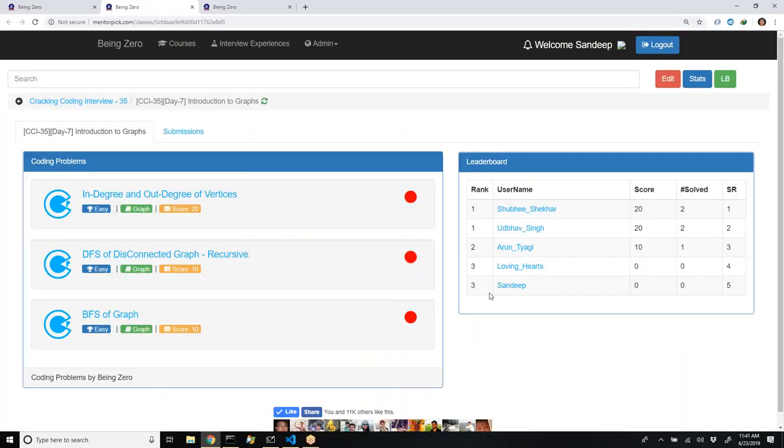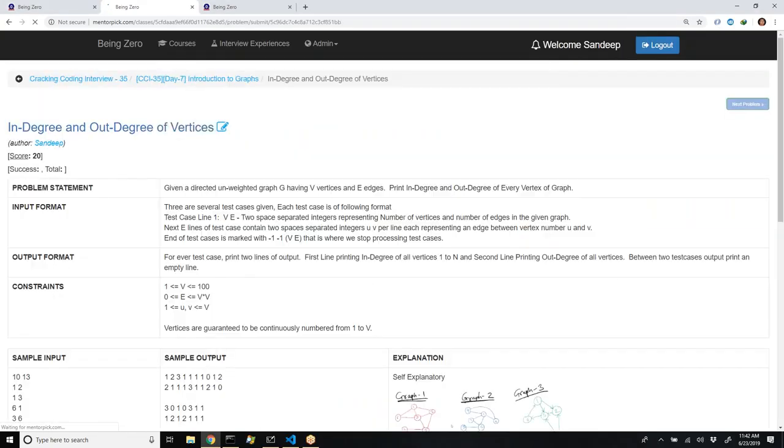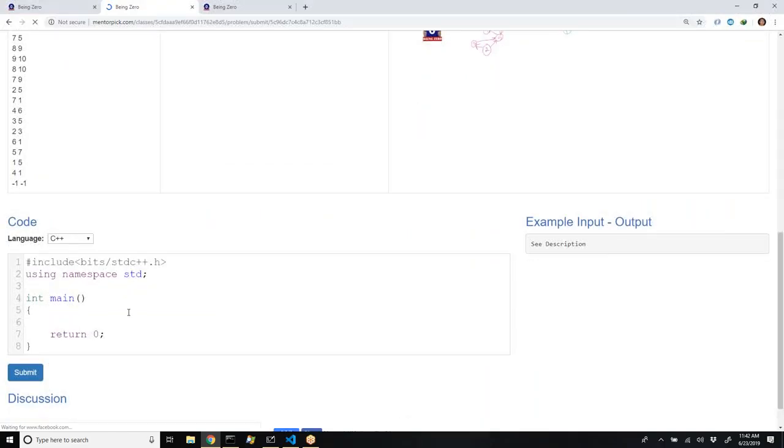Okay guys, so we are coding in degree, out degree of vertices. In this problem, we have to create the full graph. Now, 2 choices are available to you. Can we represent this graph as an adjacency matrix also? And then calculating in degree and out degree, what will it become?